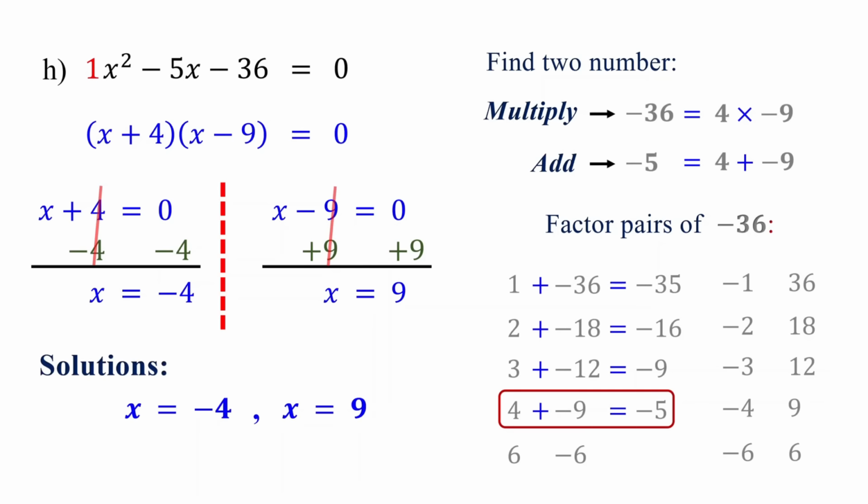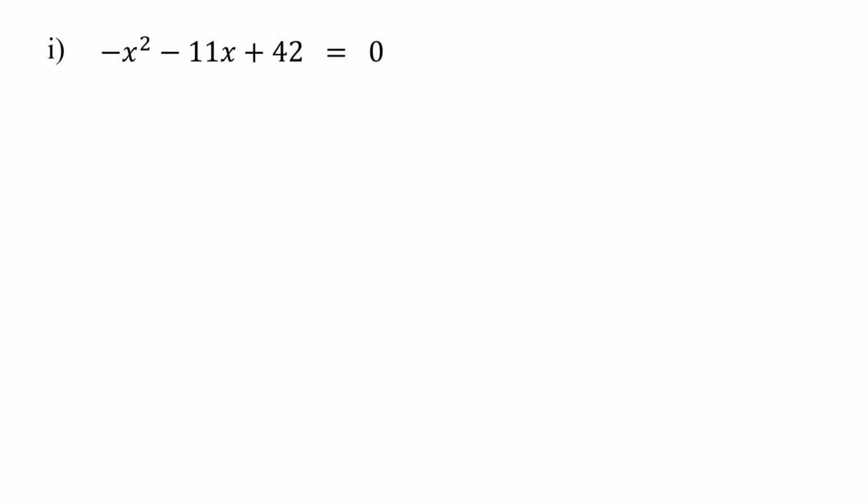In the next example, the leading coefficient is not 1. What should we do in such a case? When the leading coefficient is not 1, our first step is to check if we can factor it out. In this case, the leading coefficient is negative 1, and it can be factored out easily. Simply change the sign of each term and place the negative sign in front of the parentheses. Now, the expression inside the parentheses has a leading coefficient of 1, so you can follow the same steps as in the previous two examples. Please pause the video and try factoring the expression inside the parentheses.